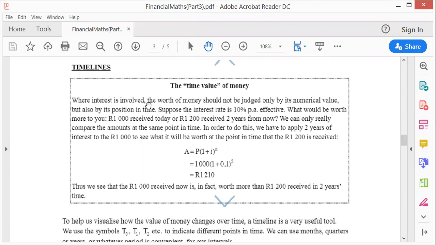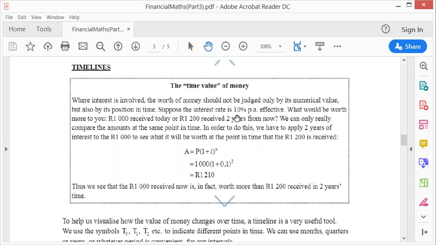When interest is involved, the worth of money should not be judged only by its numerical value, but also by its position in time. You see, your money can lie in a certain position. It can be the first year, the third year, the fourth year, the fifth year. So you also need to know the time.